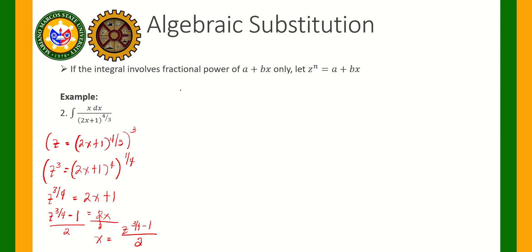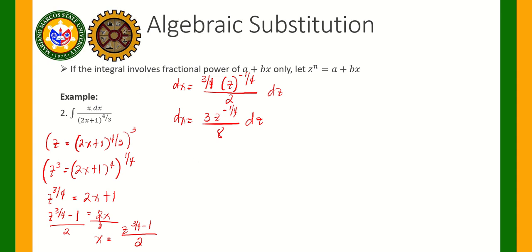Okay. And, ano yung dx natin? That will be equal to 3 over 4 times z, and then, 3 over 4 minus 1, that is negative 1 over 4, and then, all over 2. So, simplifying, we have dx is equal to 3z raised to negative 1 over 4 over 8. Huwag kakalimutan si dz natin. Minultiply natin si 4 over 2. Okay? So, we now have x and dx.